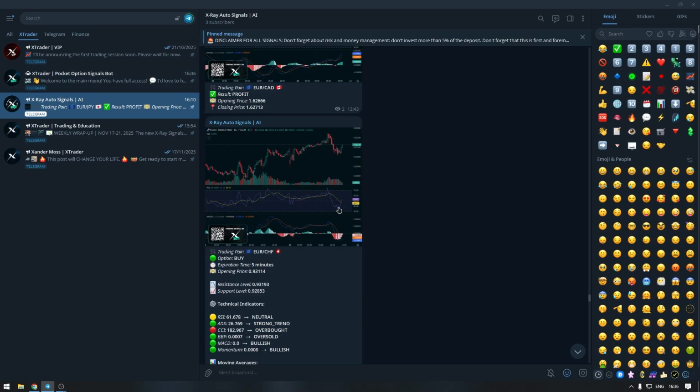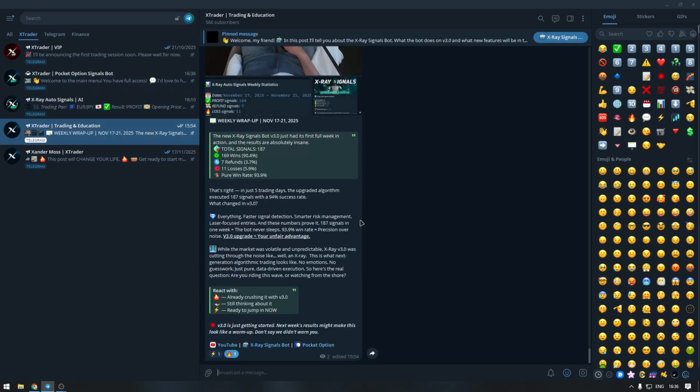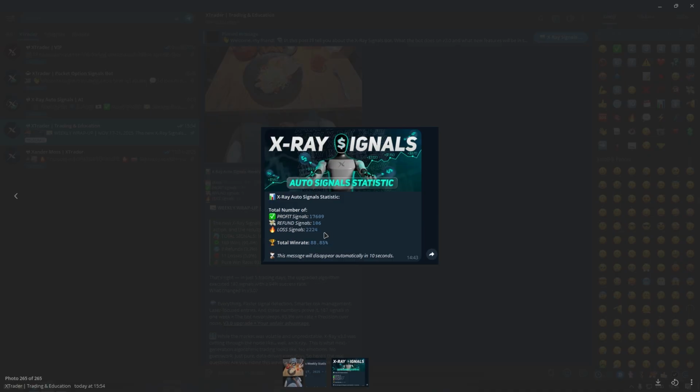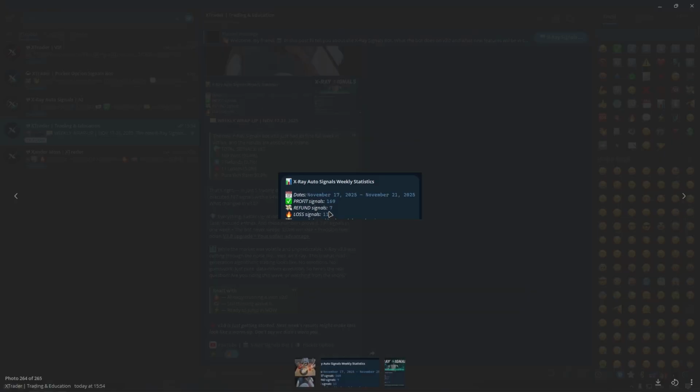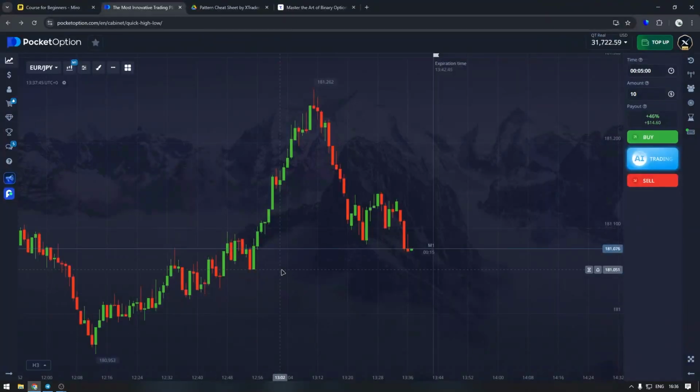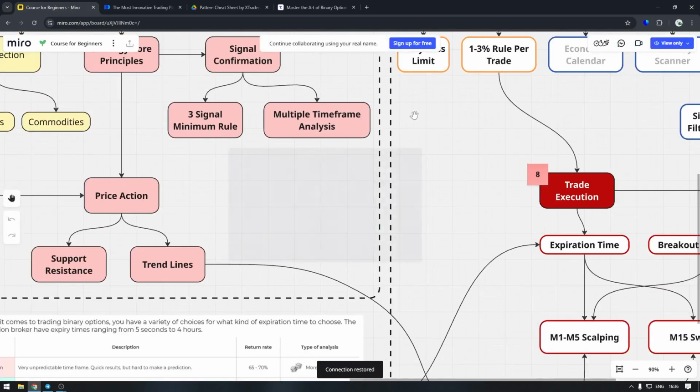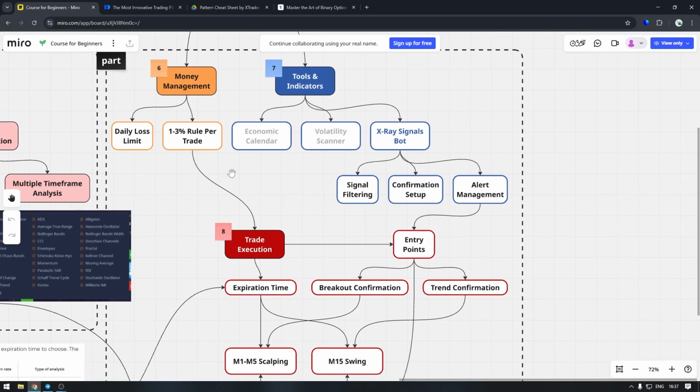And you can see the statistics in the bot. Approximately 18,000 trades with a win rate of nearly 89%. And for the last week, we have only 11 losing trades. So that's about X-ray signals.